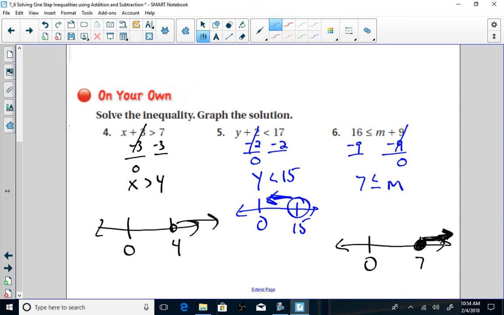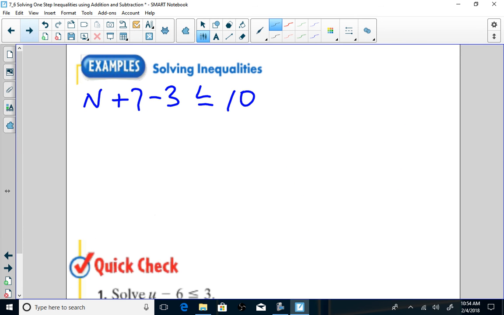Check it, all right? I'm going to pick 10 because 10 is to the right of 7, and our graph says the solutions are to the right of 7 on the number line. So let me try 10. Is 16 less than or equal to 10 plus 9? The answer to that is yes.